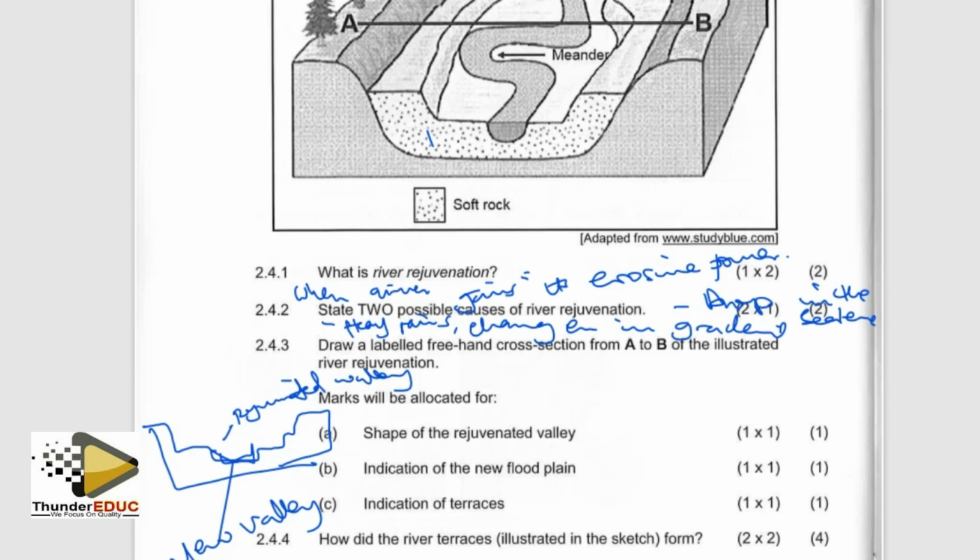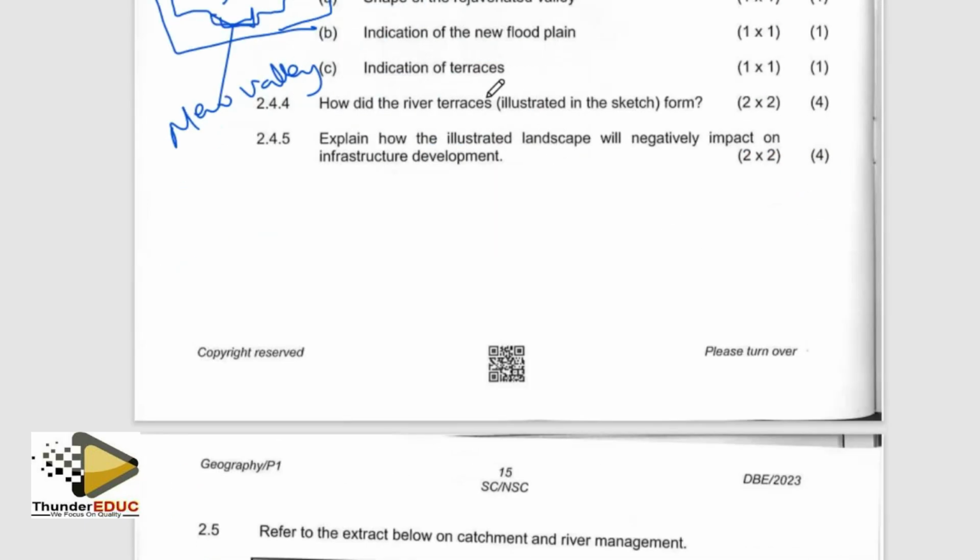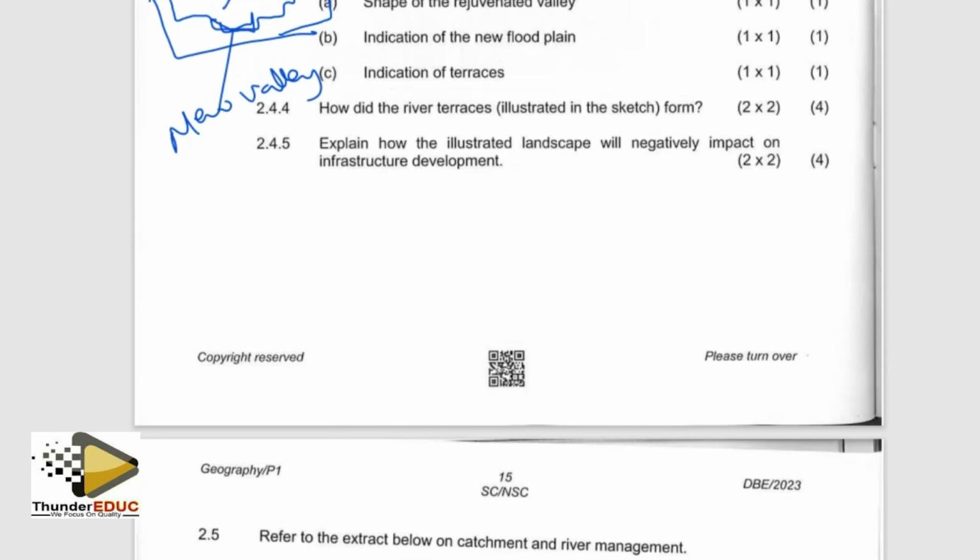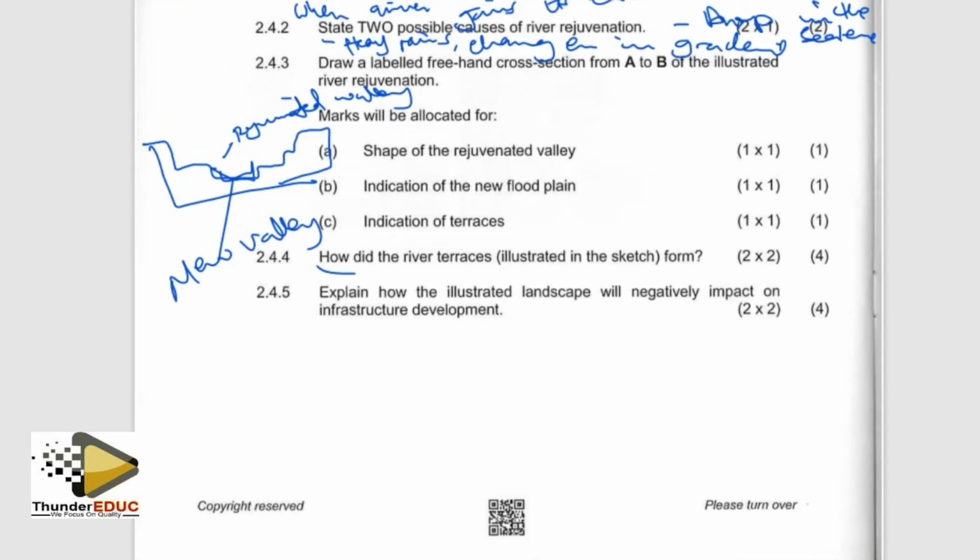And then it says indicate the terraces. The terraces, the river terraces, those are the step-like features that are left out. So these ones are the terraces. Those are the terraces. Okay.